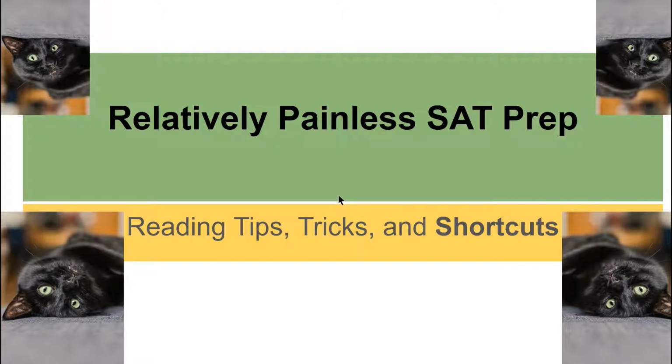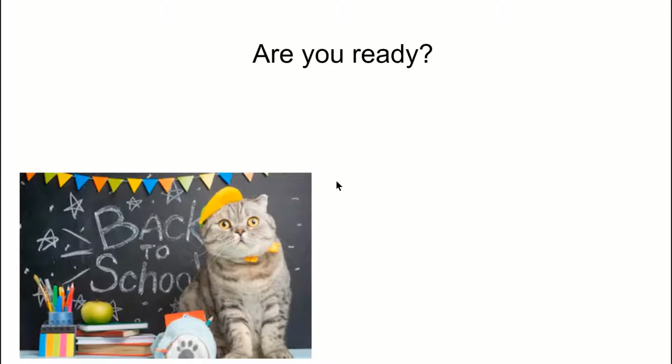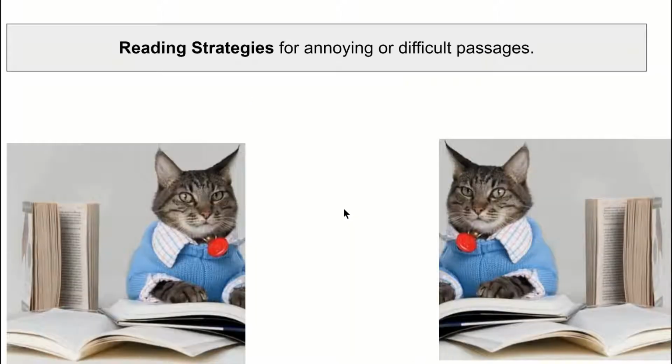Okay. My little intro page here, relatively painless SAT prep. Reading strategies for annoying or difficult passages. So everybody has a least favorite passage type. Some students hate prose passages because they don't see the logic in it. It's all moved by story and character development and sometimes symbolism and motifs, like repeating things like that.